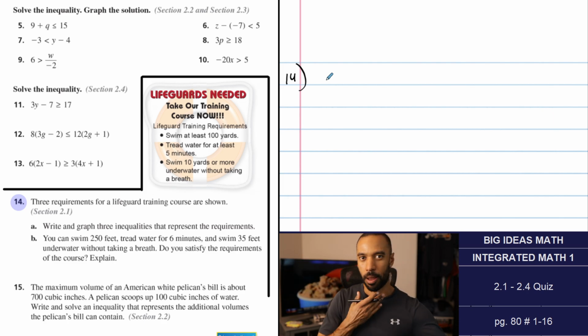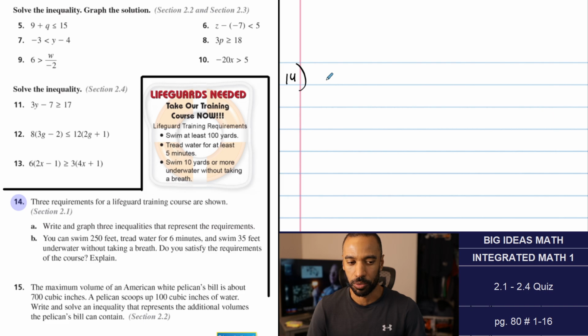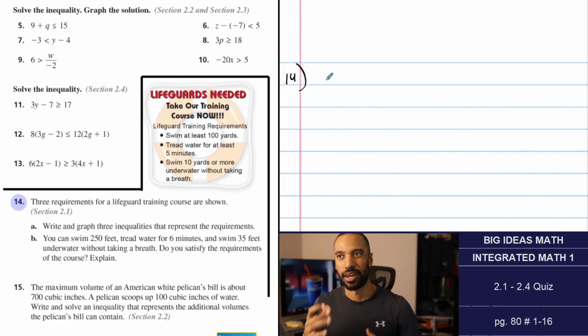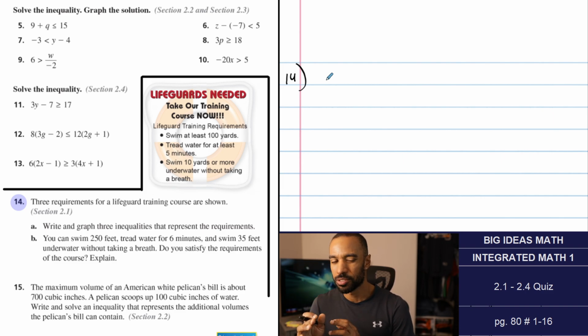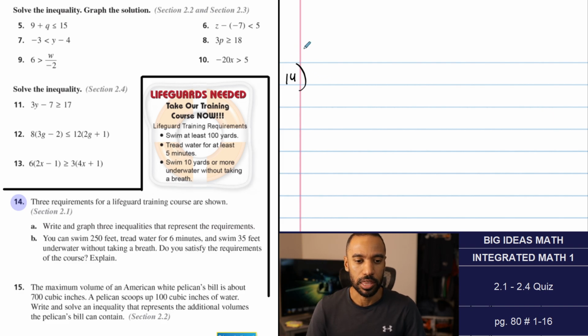All right. You probably heard that. Three requirements for a lifeguard training course are shown. Oh, this is section 2.1 again. In case you wanted to know, we're kind of just coming up with inequalities, not solving. Write and graph three inequalities that represent the requirements.